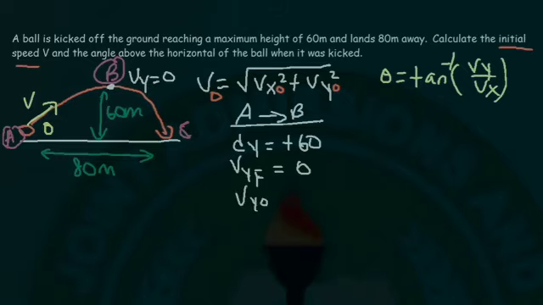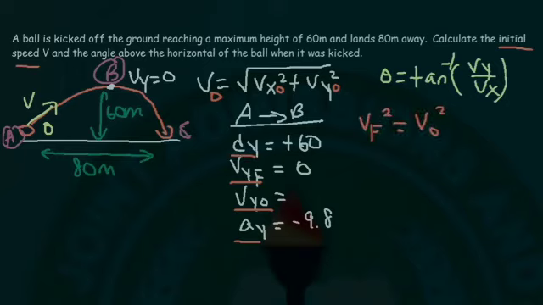And we need to find vy initial. We do know the acceleration in the y direction. It's always negative 9.8 for any object in free fall, or any object that is a projectile under the influence of gravity. So what equation has vy final, vy initial, ay, and dy? It's this one: v final squared equals v initial squared plus 2ad, simply applied to the y direction.